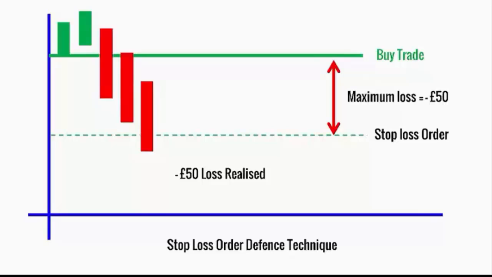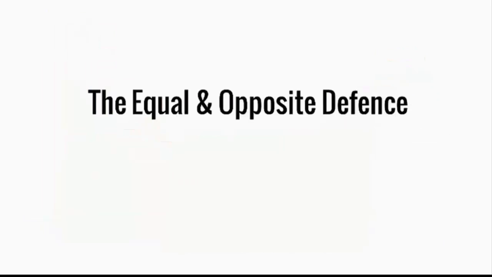Obviously, if we're using a sell trade, the stop loss order would go above at a higher price than the sell trade that we place. But other than that being what you might call upside down, everything else is the same. So moving on, the second type of defense I want to consider is the equal and opposite defense.